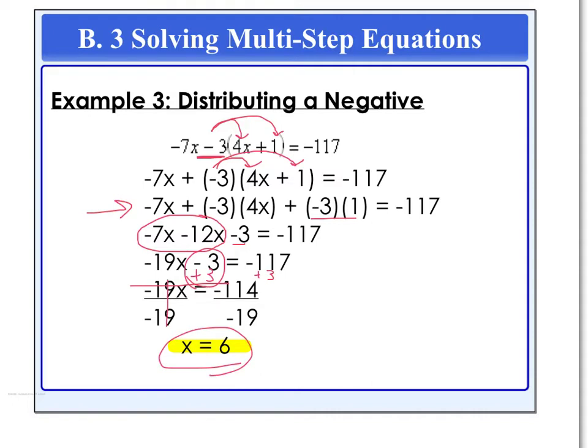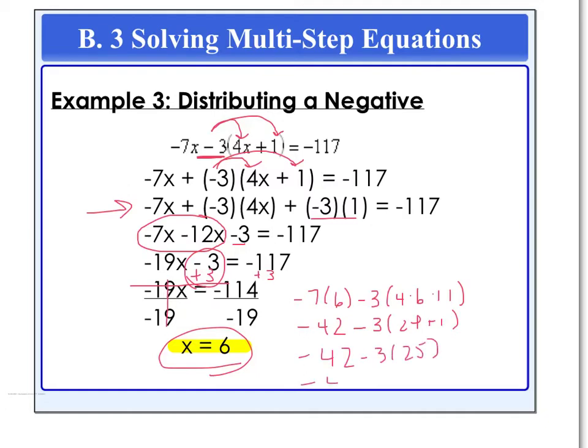Plug it in to see if it works. Negative 7 times 6 minus 3 times 4 times 6 plus 1. We're going to see what that equals. Negative 42 minus 3 times 24 plus 1. Negative 42 minus 3 times 25. Negative 42 minus 75 equals negative 117. It does check out.